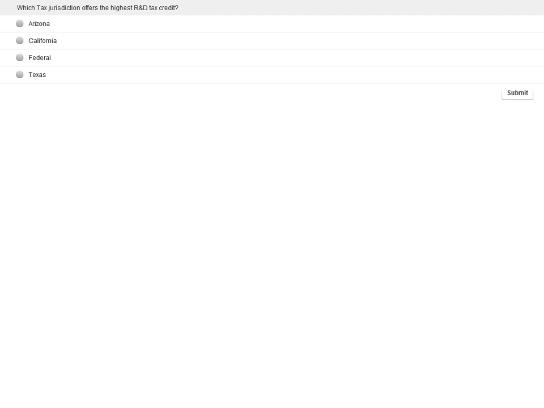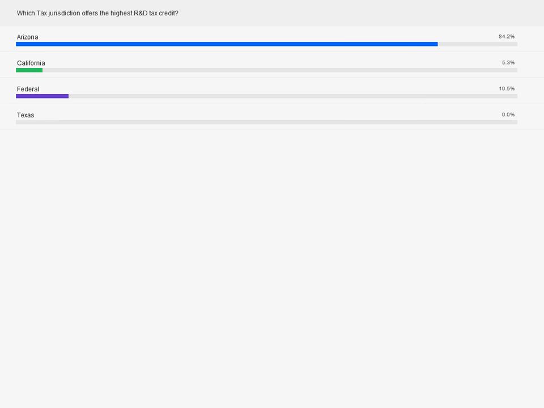Okay, let's see how we did. Wow. 84% selected Arizona, 5% California, 10% federal, and I guess nobody likes Texas. So the correct answer is in fact Arizona with that 24% credit rate. California has a 15% credit rate, the federal credit rate is 20%, and Texas is around 5%.